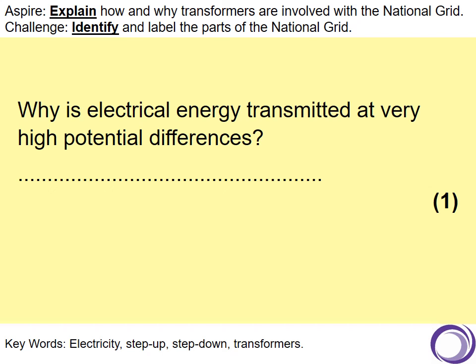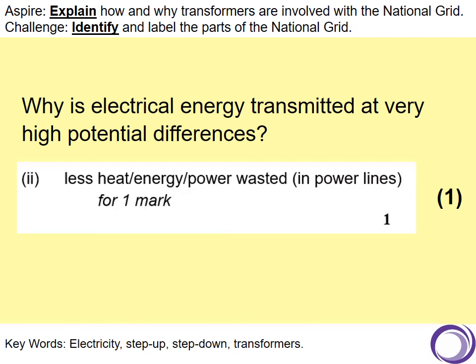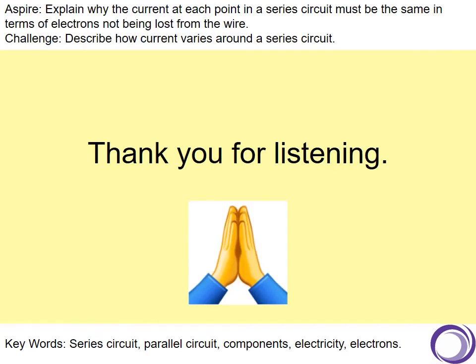Okay, let's see what we've got as an answer. Essentially, this is all about efficiency. So, why is electrical energy transmitted at very high potential differences? This would mean that you have a reduced current, which means less heat energy, less power being wasted in the power lines. So it's all about efficiency of the national grid system, and that's worth 1 mark.